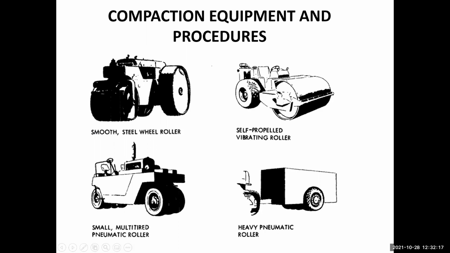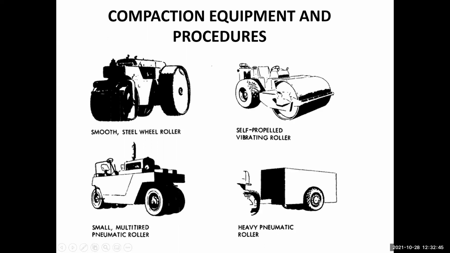This is the vibration roller, so self-propelled vibration. In addition to the heavy load of the front wheel, it will also provide the vibration. This one is the small multi-tired pneumatic roller. So heavy pressure multi-tires may also provide the compacting effort. And then there is this heavy pneumatic roller.